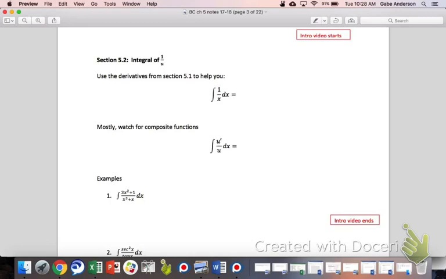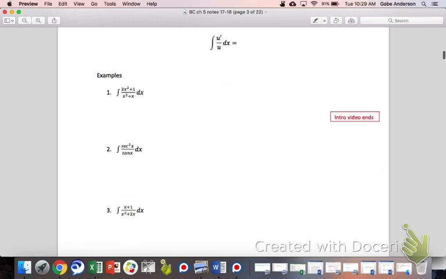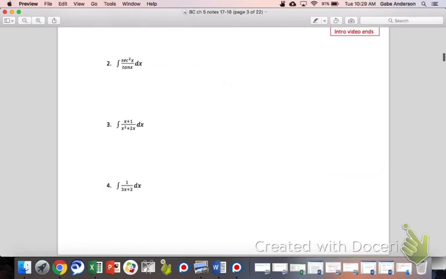So you watched the video, hopefully, and you learned the pattern of the integral of 1 over x, or probably better said, the integral of u prime over u should equal ln of the absolute value of u. There's that one example right there.